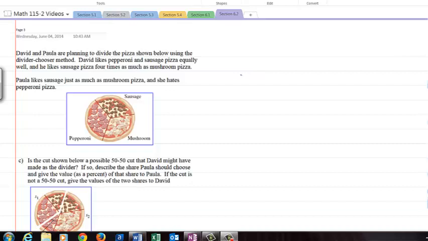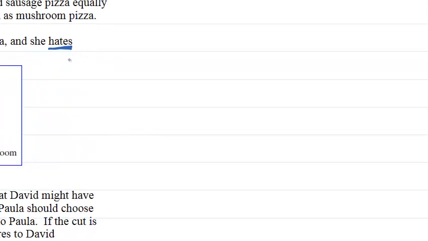Question 2. David and Paula are planning to divide the pizza shown below using the divider-chooser method. David likes pepperoni and sausage pizza equally well, and he likes sausage pizza 4 times as much as mushroom pizza. Paula likes sausage just as much as mushroom pizza, and she hates pepperoni pizza. We're going to skip to part C on this one. When our textbook says that somebody hates something, that means that they give it 0 value. In this case, Paula is going to give 0 value to pepperoni.